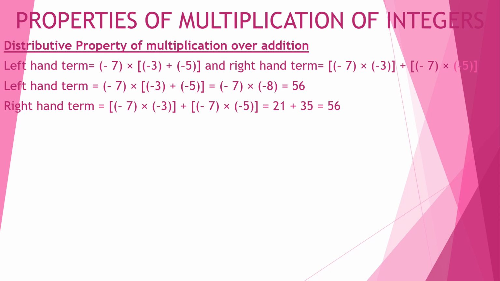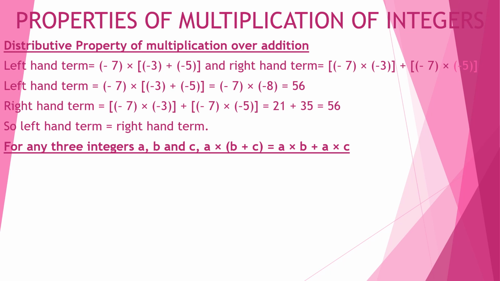Now let's evaluate the right-hand term. It is minus 7 into minus 3, within parentheses, plus minus 7 into minus 5. So minus 7 into minus 3 gives me plus 21, plus minus 7 into minus 5 gives me plus 35. Now 21 plus 35 is equal to 56. Left hand term is equal to right hand term. So for any three integers a, b and c, a into b plus c is equal to a into b plus a into c.